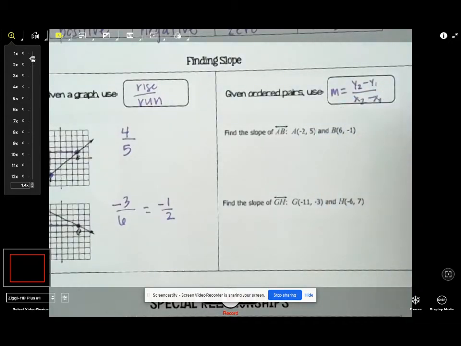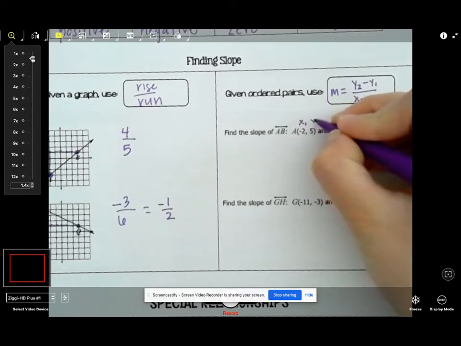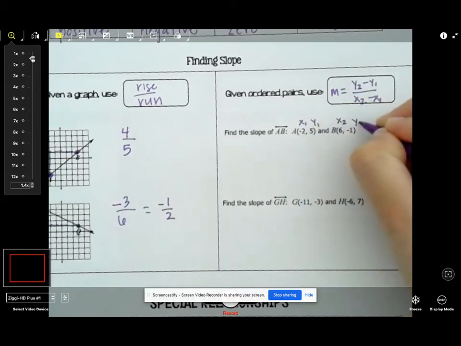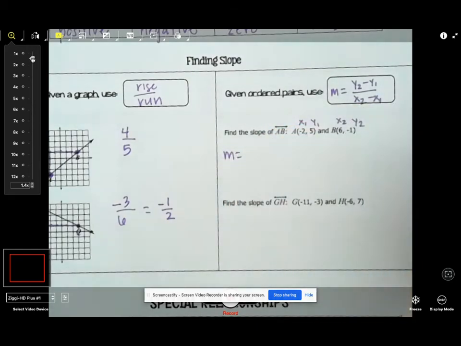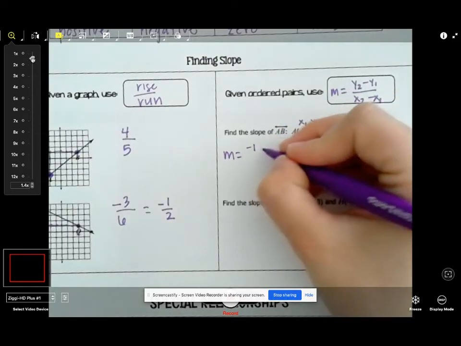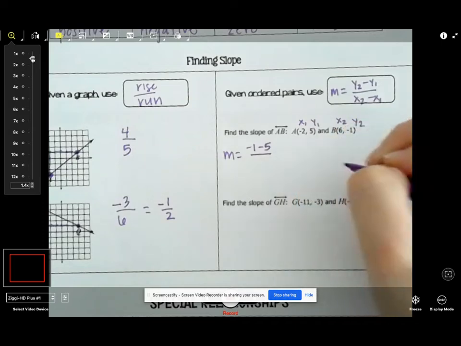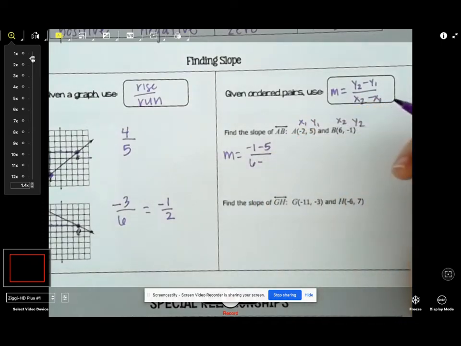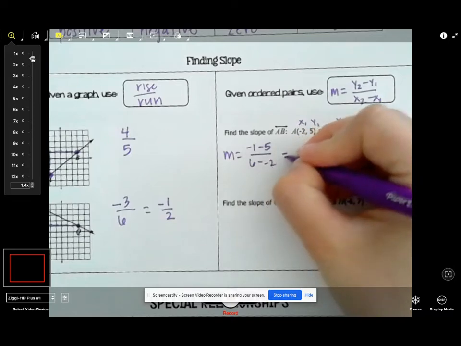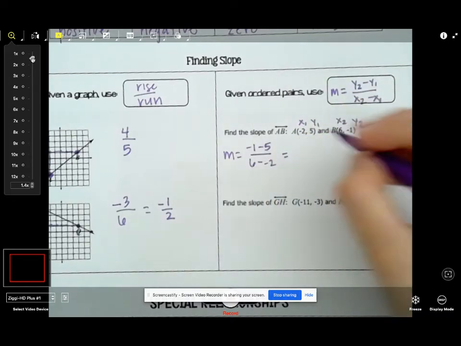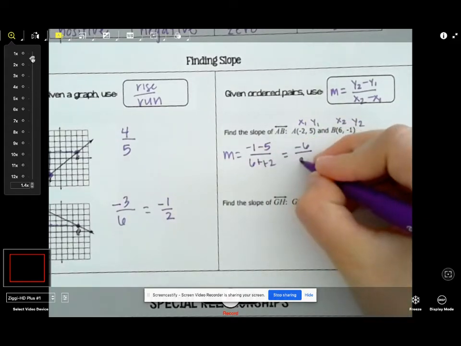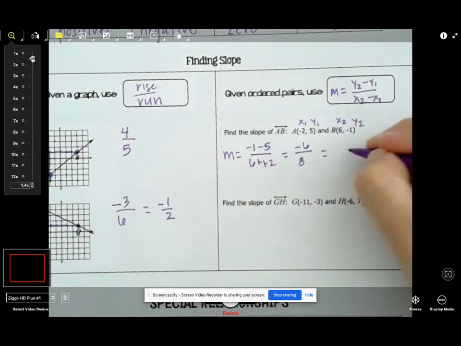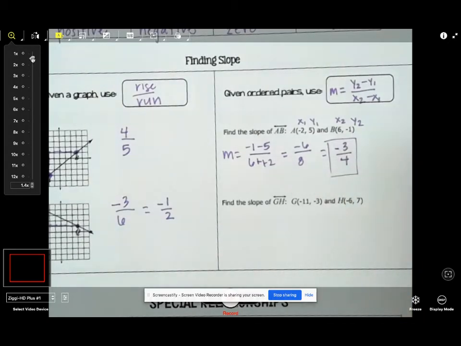So we're finding the slope of line AB. So x1, y1, x2, y2, and now we plug in. So we labeled our y2 as -1 minus our y1 of 5 over our x2 of 6 minus our x1 of -2. And now we just simplify. -1 minus 5 is -6. 6 plus 2 gives me 8. Again, we see that we can reduce, right? So this really reduces to -3 over 4. Done.